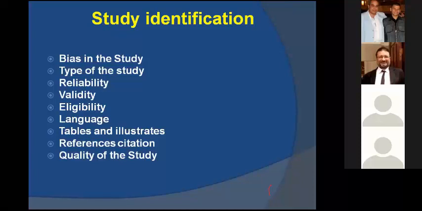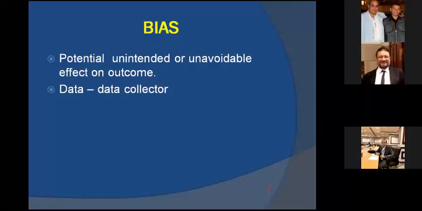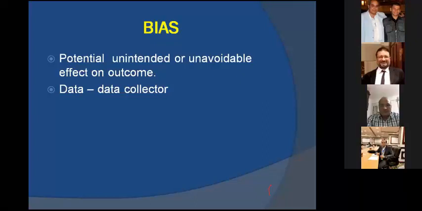Bias. What is bias? Is it important to know if this paper has a sort of bias, how to be aware of it, and where it comes from? Bias could be a potential unintended or unavoidable effect on the product or on the outcome. And it can come either from the data collector or from the data itself. This is very important when you are going through the literature. Be very careful and try to check what is the possibility of bias in this paper.